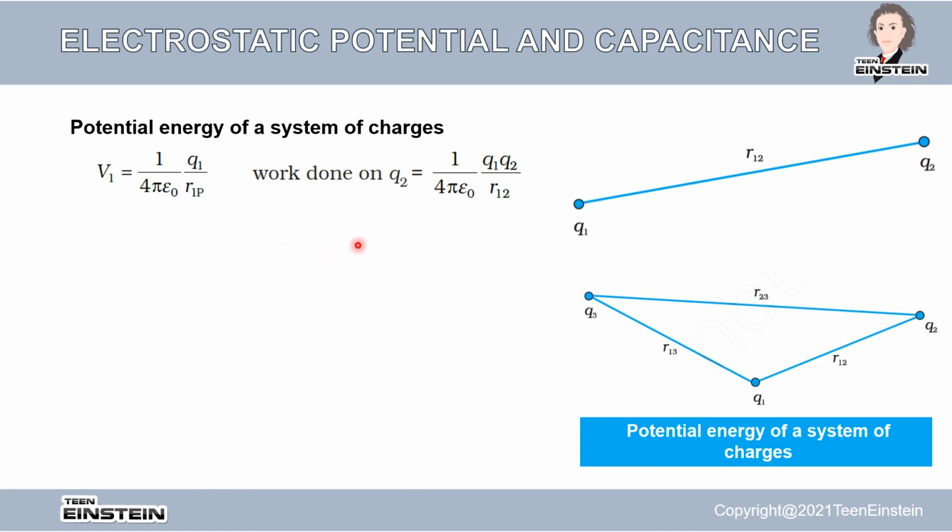So U is equal to Q into V. So you're multiplying this Q2 with the V1 which is already present. So 1 by 4 pi epsilon naught into Q1 Q2 by R squared. So U is nothing but 1 by 4 pi epsilon naught into Q1 Q2 by R12 in this case. So the potential energy of a system of 2 charges is this. And now we will just go ahead and do this with the 3 charges.